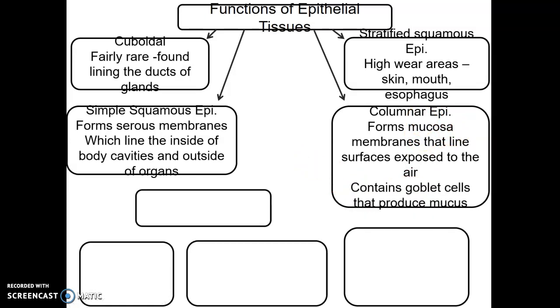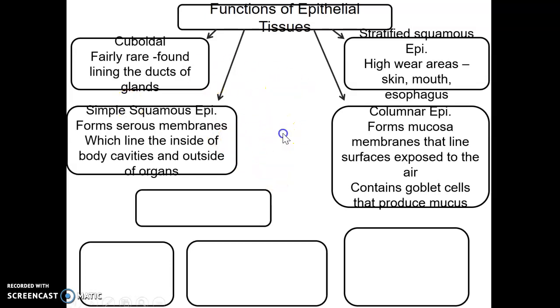One, the mucus helps protect the surface, keep it from drying out. It also helps things to move smoothly through, like your intestines and stuff like that. If they didn't have that mucus, then it might be harder to push the food through there. It might do more damage to the lining of your intestines and stuff like that. So the mucus helps to lubricate it or slide it along.